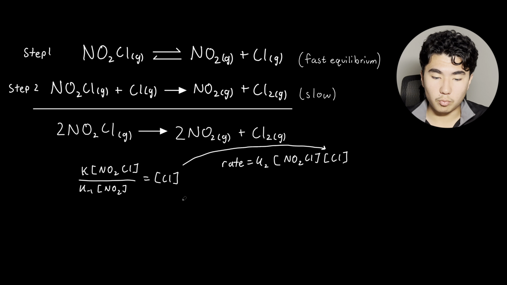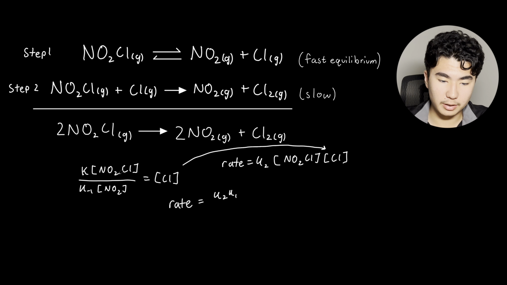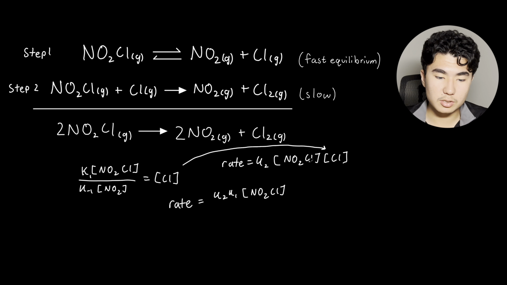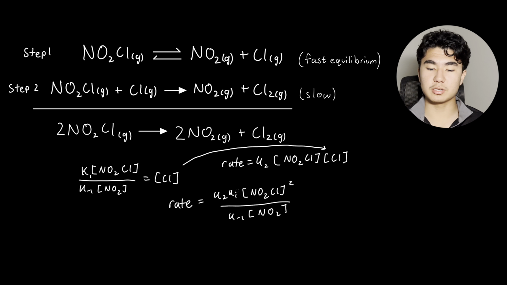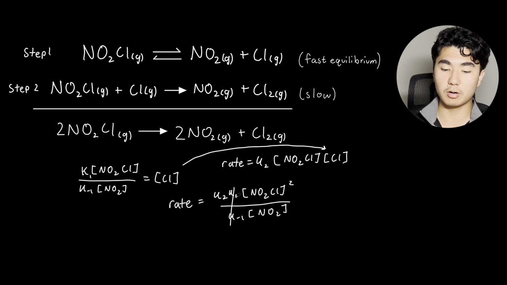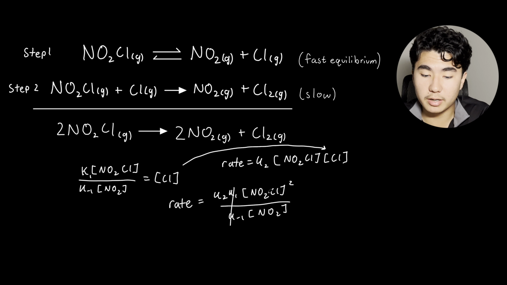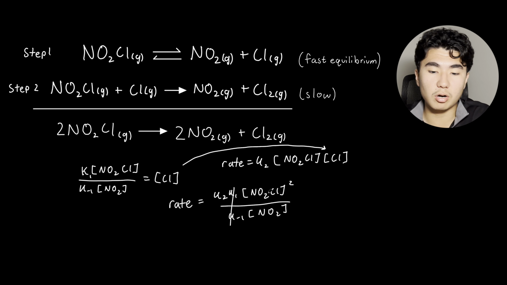So then our rate would equal k2 times k1. I should have put k1 over there. So k2 times k1, and that's [NO2Cl] parentheses. And since we have two NO2Cls, we can just put that as squared, over k-1 [NO2]. And we can just say that these k's combine into a constant. So this is our rate. Our rate is [NO2Cl] squared over [NO2], and that is our rate law for this reaction.